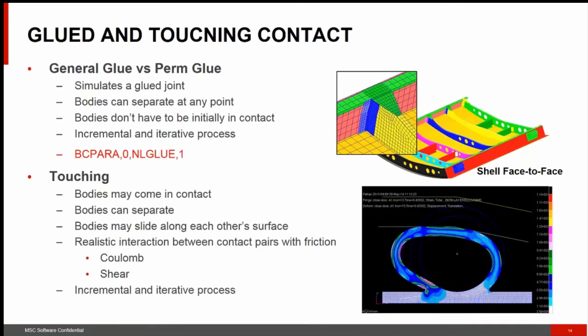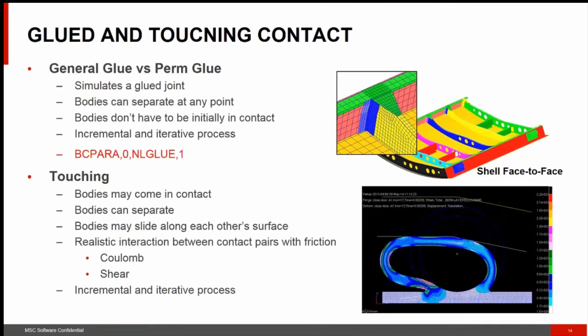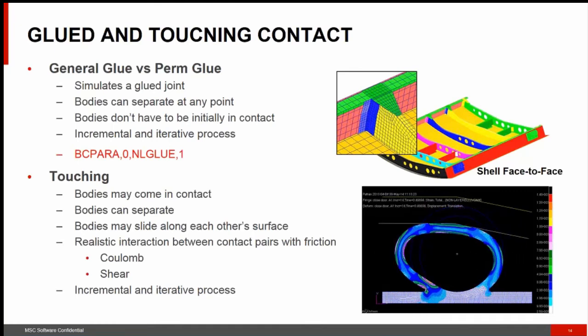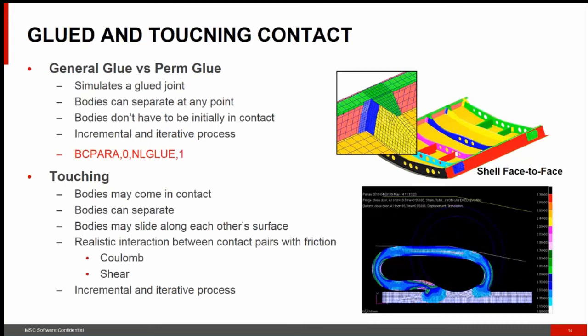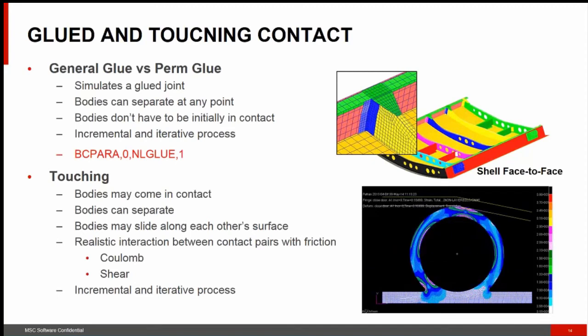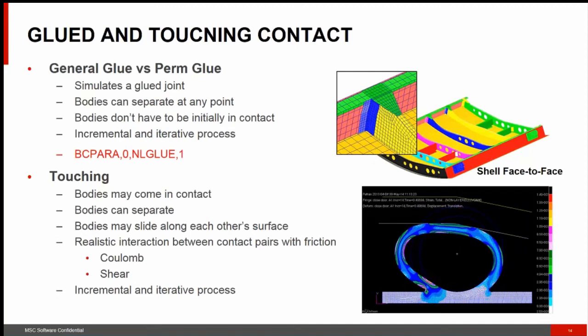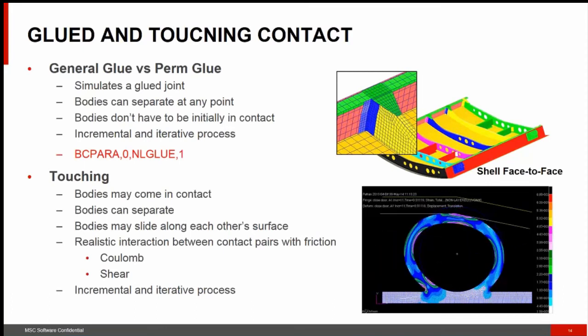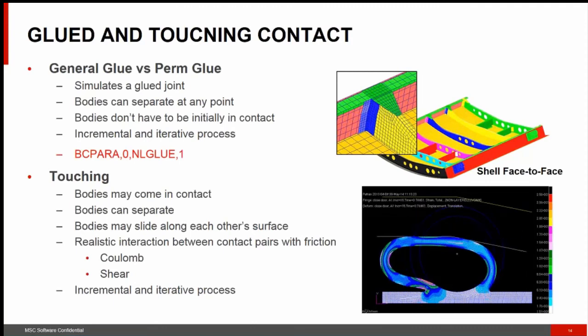In general, for other solutions, let's say normal modes, linear buckling analysis or frequency response solutions, only the permanent glue is available, not the general glue and not the touching contact. Although touching and general glue are available in solution 101, it's important to note that the only source of nonlinearity in that solution is contact. So no large displacement or rotations or material nonlinearity are available.